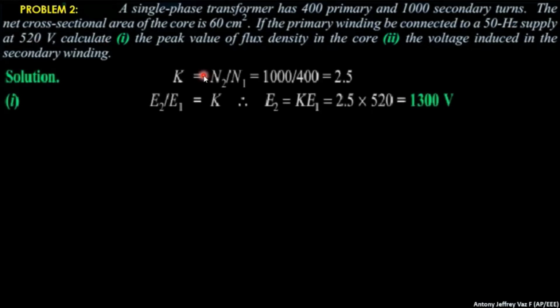So you can directly write the peak value of flux density in the core. You are going to find this one. To find this, you need to know the transformer ratio. The transformer ratio K is equal to N2 divided by N1. Put all the values: 1000 divided by 400, you will get 2.5. Okay, K is equal to 2.5. Next, you know the transformer ratio K is equal to E2 by E1. You can remember this formula.